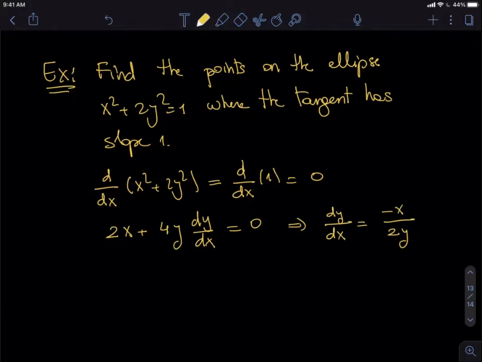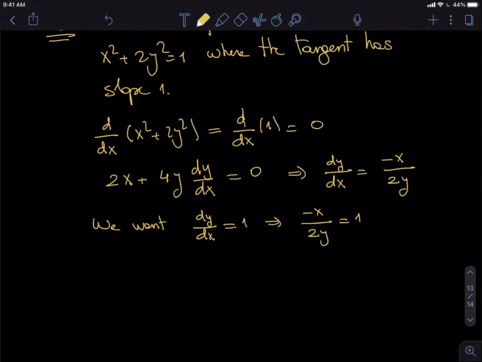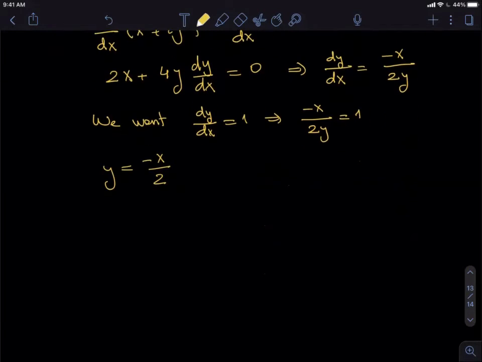So if we want dy/dx to be equal to 1, that means negative x divided by 2y must be equal to 1. This says that y needs to be equal to negative x over 2, which is the equation of a line. Well, actually, let's keep it like this for now. These are the points that will work, but we need to make sure that they are on the ellipse.